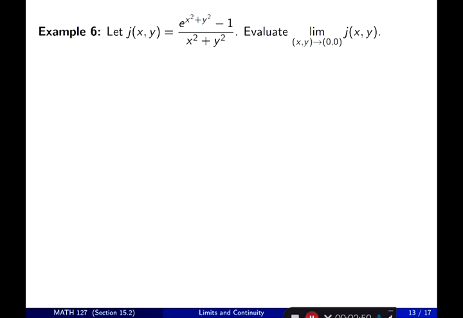Example 6: let g of x and y be e to the power x squared plus y squared, minus 1, over x squared plus y squared. Evaluate the limit of g of x and y as x and y approach 0, 0. So start from the very beginning. If I plug in 0 and 0 for both variables, I get 1 minus 1 over 0, which is form 0 over 0.